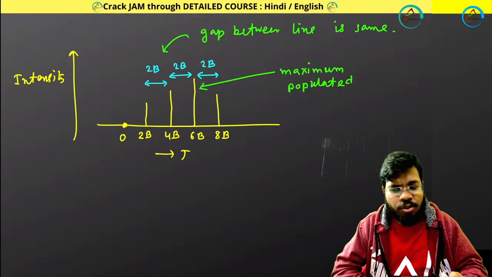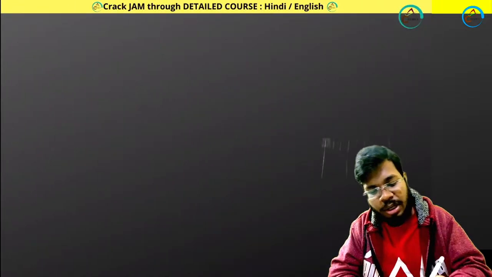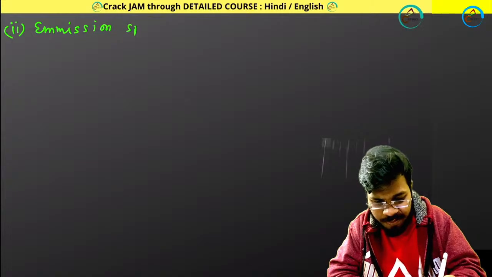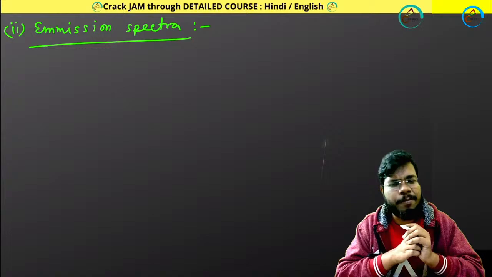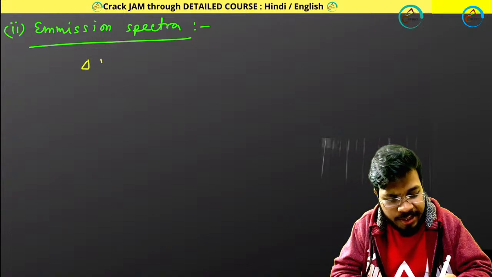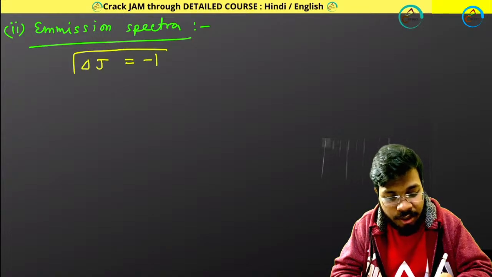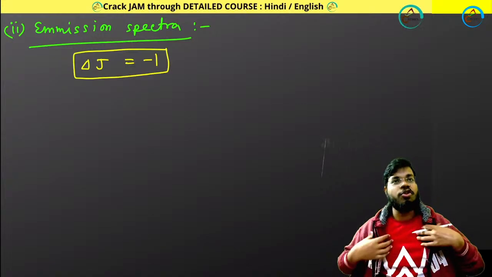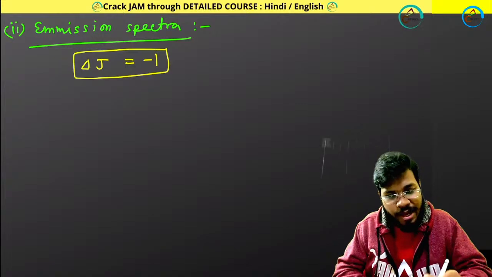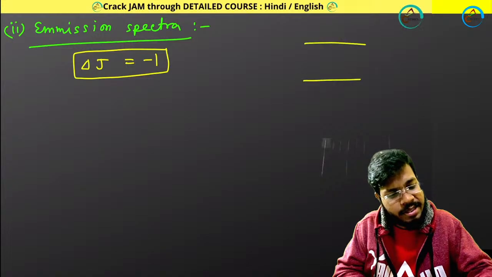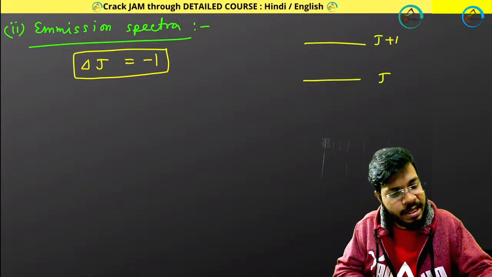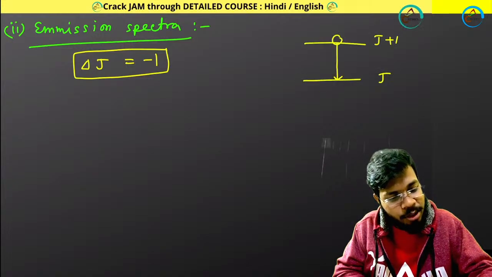Now if I do the same calculation for emission spectra, what will I be getting? If you do the emission spectra, you will be getting the same rule. For emission spectra, as I told you already, delta J value will be -1. Right? So from this level, it is my J plus 1 level, and this is the J level. The molecule will come from here to there.